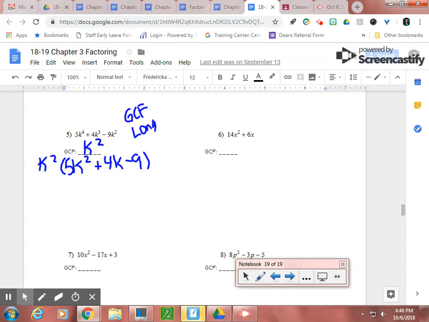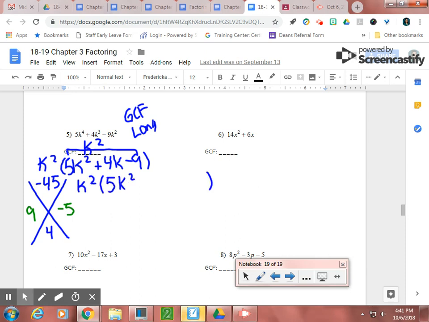So the long method for this, it has to multiply to a times c, so -45, and add to 4. What does that is 9 and -5. So when you do 9 and -5, remember that the k squared is going to keep sitting out in front. We're going to have 5k squared and -9 that stay. And in place of 4k, we're going to go plus 9k minus 5k.